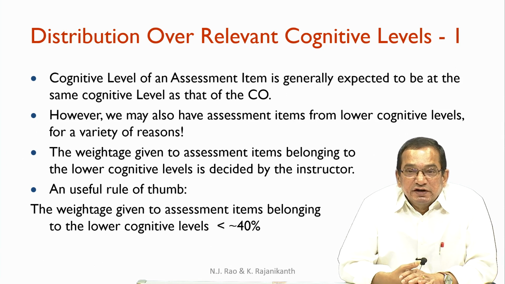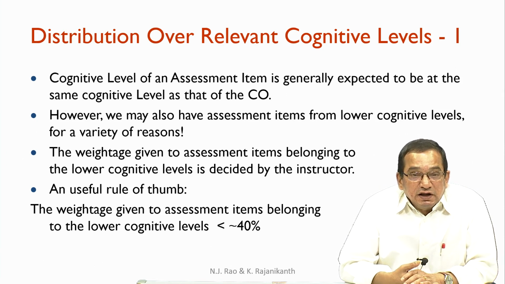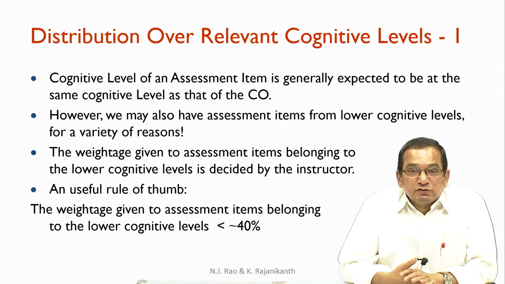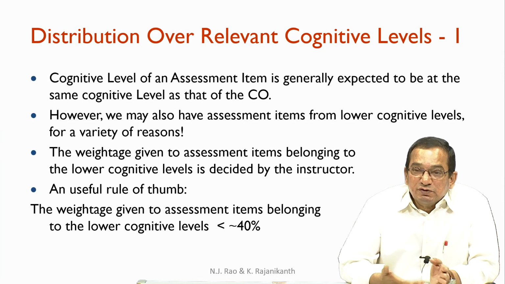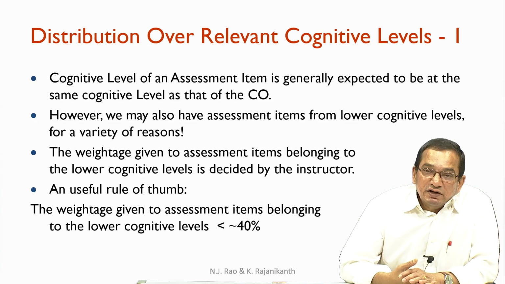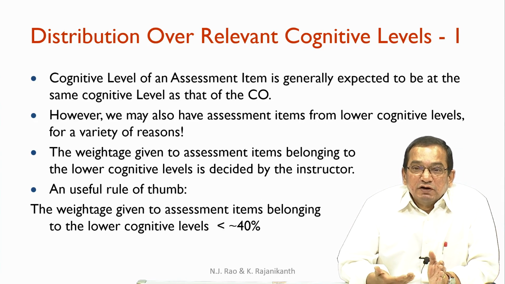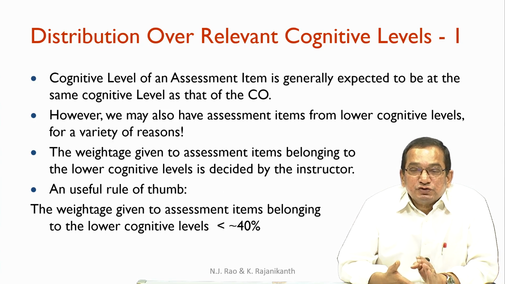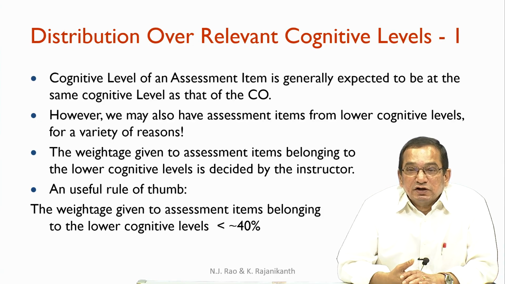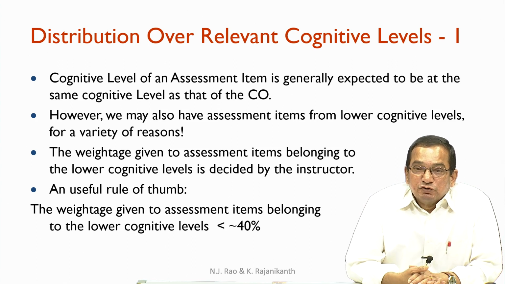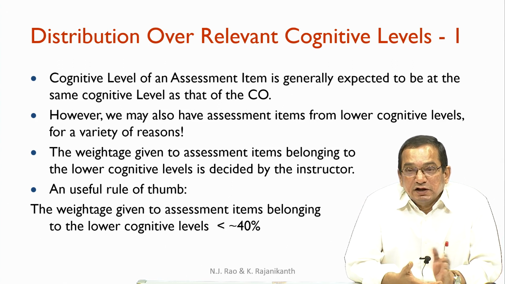So, it is also necessary to have some kind of guidelines like what should be the maximum weightage that can be given to assessment items belonging to the lower cognitive levels. The 40% is a reasonable number that we are proposing, but the instructor has the freedom to change this number, but have some kind of prior thought as to what can be the percentage of marks allocated to lower cognitive levels.